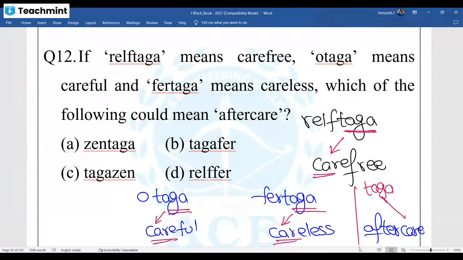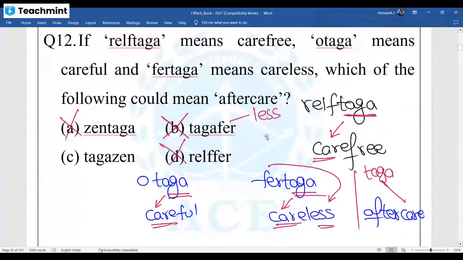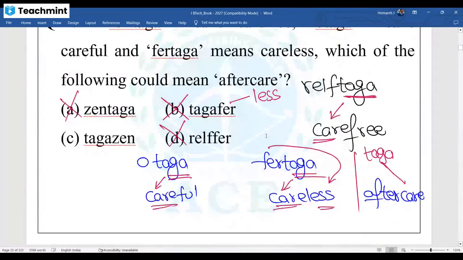Then, the word after is not there in carefree, not there in careful, not there in careless also. After is a new word, which means you need a new code for that. Very good question this is. If you observe, starting with TAGA, we have two options, B and C. Why is B eliminated? What is FAIR here? Fair means less. But in aftercare, less is not there, so this is eliminated. As just mentioned, after is a new word, and when it is a new word, we need a new code for that.